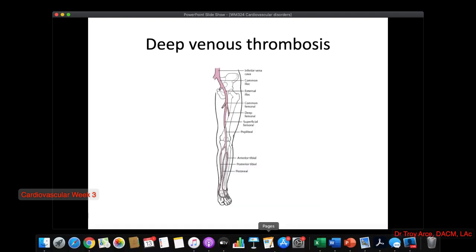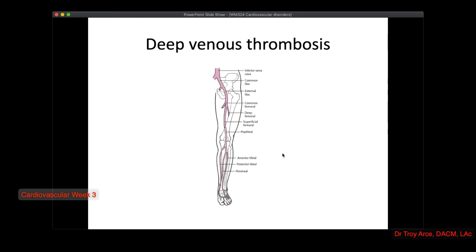All right, here's a picture. This looks like a left leg. So, yeah, that's a left leg for you. So thrombosis, the DVTs, normally occur right down here, right in through here, in these anterior tibial and posterior tibial and peroneal areas.